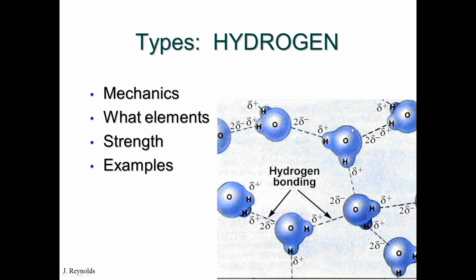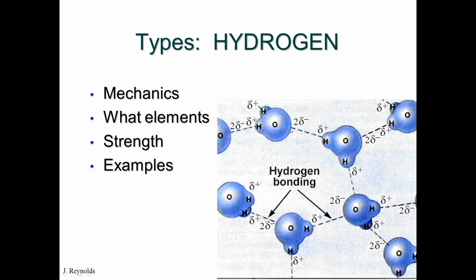You're looking at water molecules in blue. Remember, these are polar molecules. Now the hydrogen is covalently bonded to the oxygen. We're not talking about that. We're talking about these dotted line bonds between individual water molecules. So the water molecules are kind of attracted to each other.